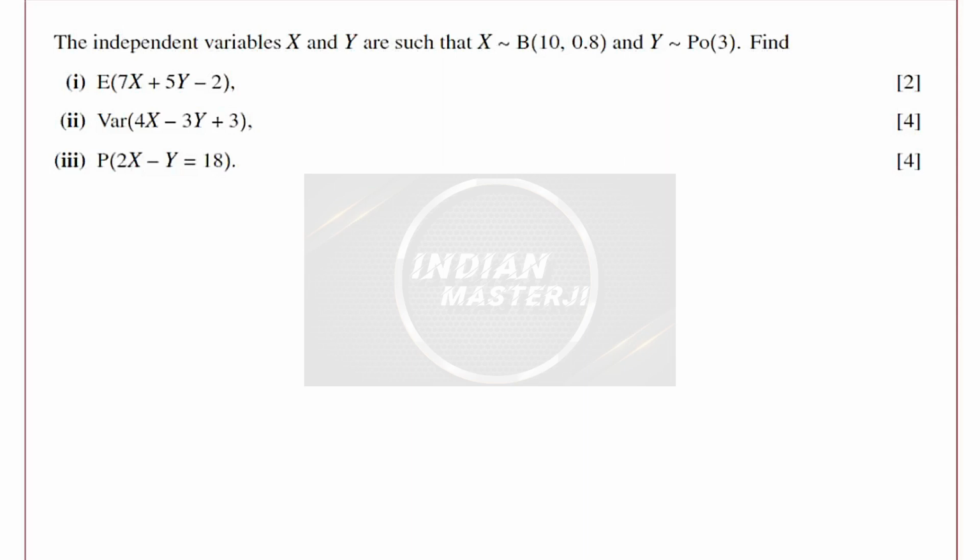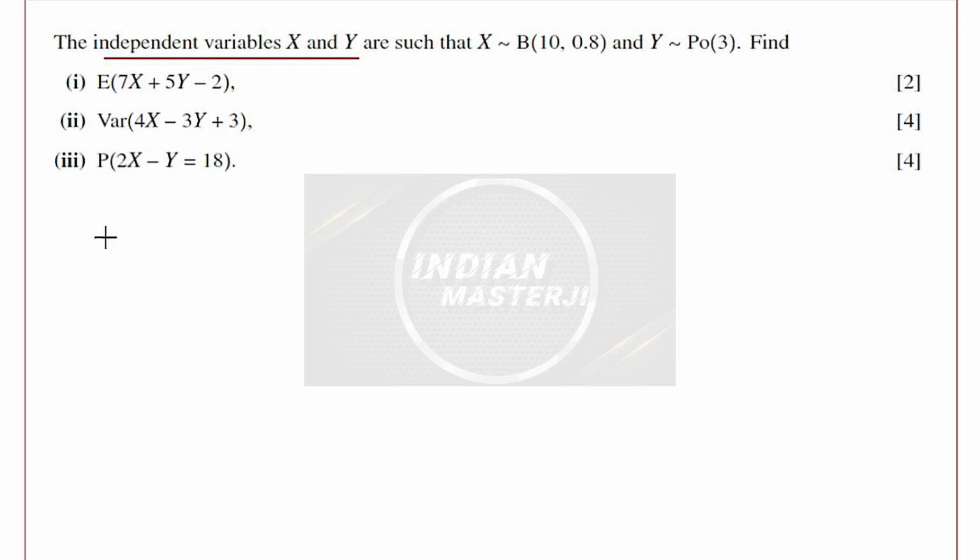Namaskar. In this video, we will go through a past paper question based on the concept of linear combination of random variables. Let's read the question. The independent random variables X and Y are such that X follows a binomial distribution with n equal to 10 and p equal to 0.8, and Y follows a Poisson distribution with mean value 3. And they are asking us to find certain things.